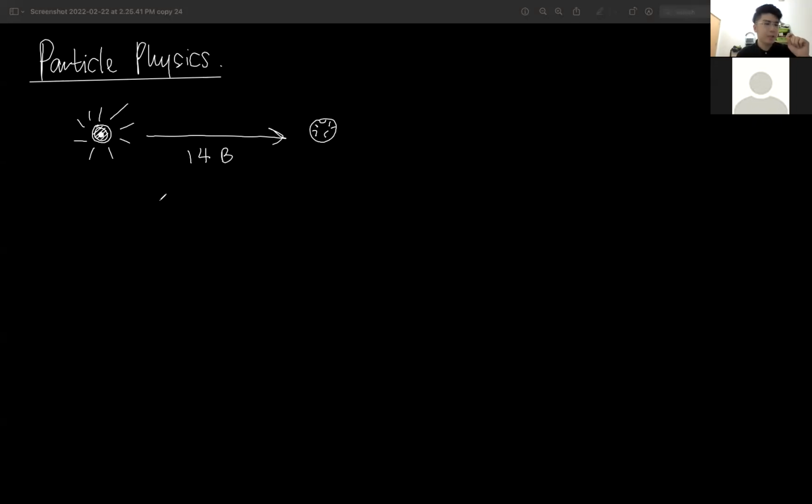So what is the total amount of particles discovered to this day? There are about 400 particles, a total of 400 particles that we have discovered up to this day. Out of these 400 particles, 99% of them are unstable. What does it mean by unstable? That means that they only exist for a short fraction of a second.